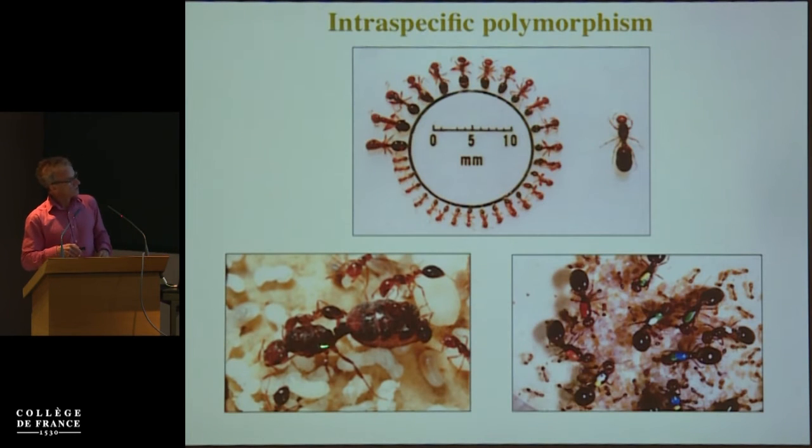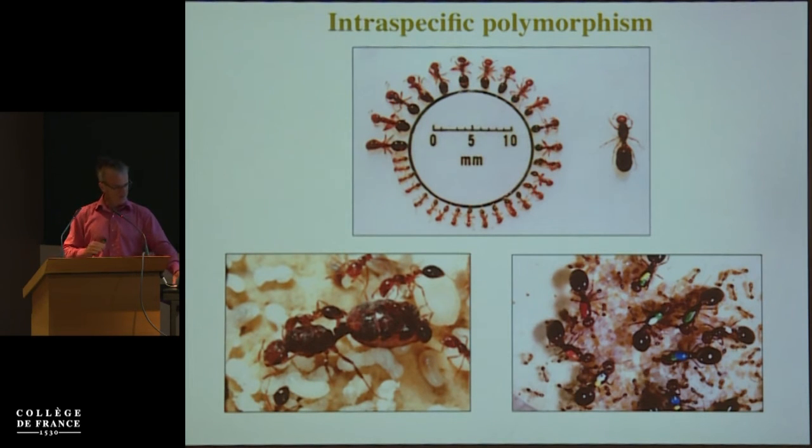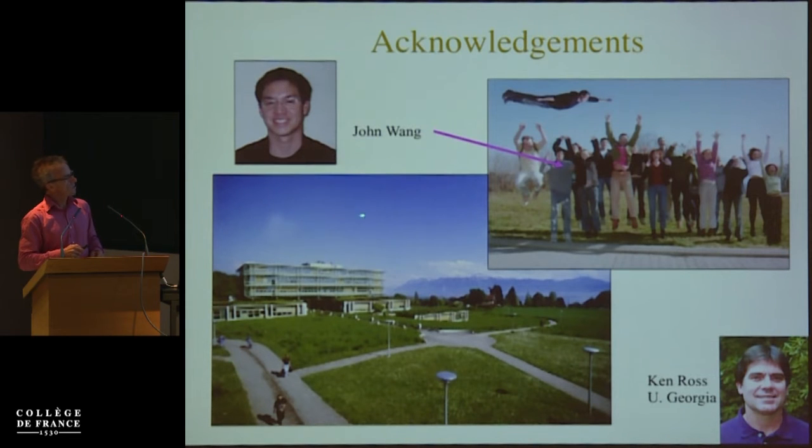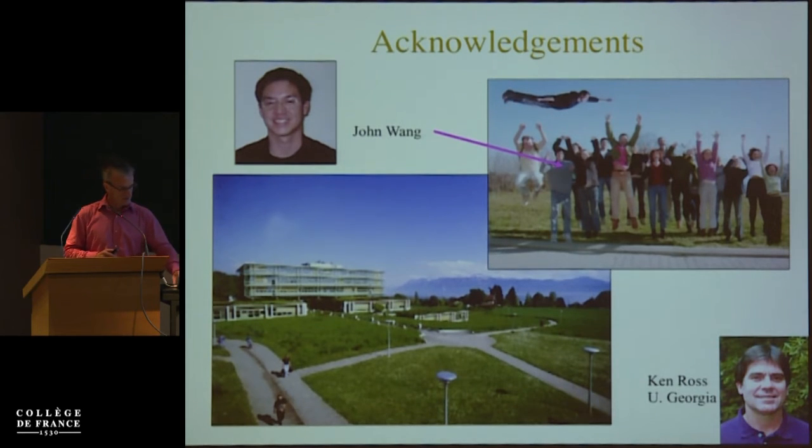So now I move to the second part of the talk, which is variation in social organization. As I mentioned, there are many species which have variation in social organization. And I'd like to thank John Wang, who did a lot of the work I will present, and Ken Ross, a colleague with whom I have worked for many years.